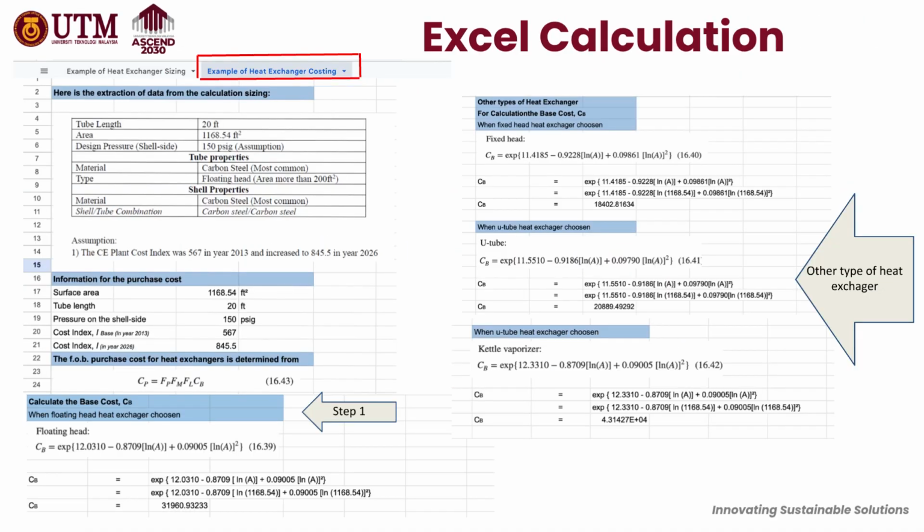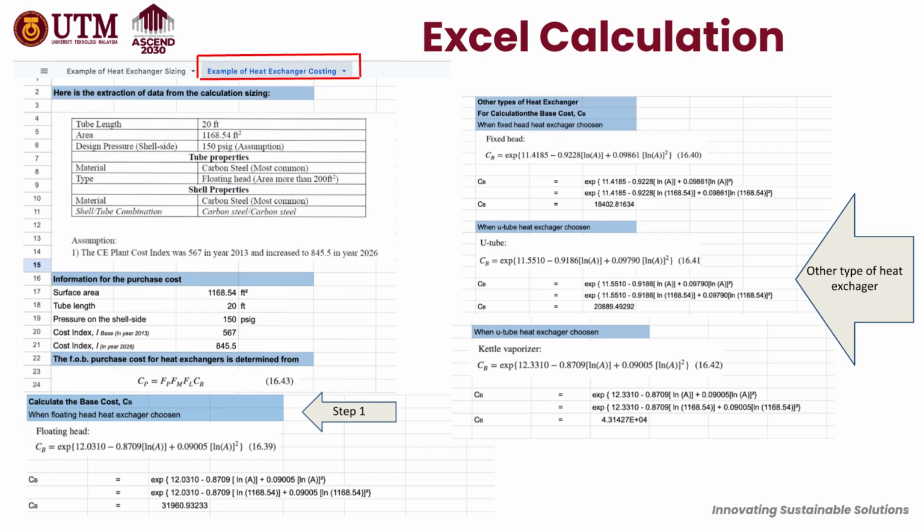Next, we move on to the Excel calculation for estimating the purchase cost of the heat exchanger. First, we start with the extraction of the data from the calculation of the heat exchanger sizing. From the given data, we identify the key parameters such as surface area, tube length, design pressure, and we also include some assumptions, for example adjusting the cost index value to the current year.